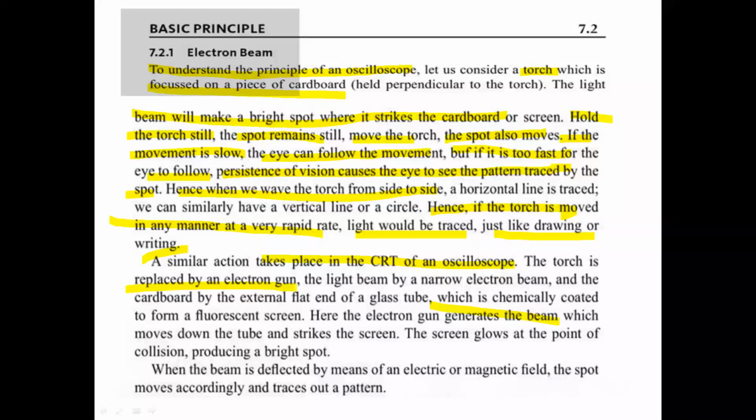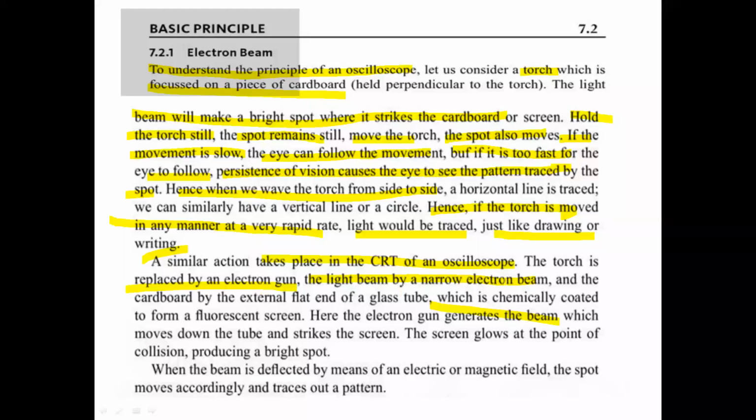But instead of using the torch light, here what is used in CRT? An electron gun is used. The purpose of the electron gun is to produce electrons. Okay. Next, whatever the light beam that is coming out from the torch light, that is replaced by a narrow electron beam. Okay, torch is replaced by the electron gun.